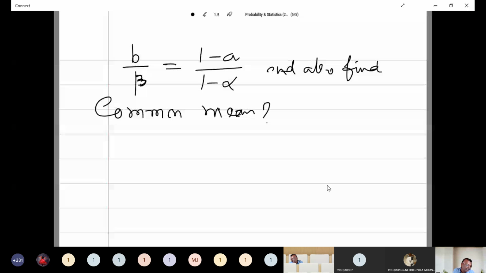Okay, now here two regression lines are given and the two variables x and y have the same mean. Same mean means suppose x bar is the mean of the x series and y bar is the mean of the y series of the two random variables x and y. Here it is given that x bar is equal to y bar. Using that condition we can derive this formula and also find the common mean of the two regression equations. Okay, now coming to the solution.